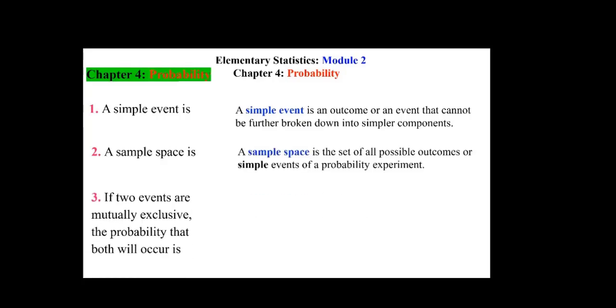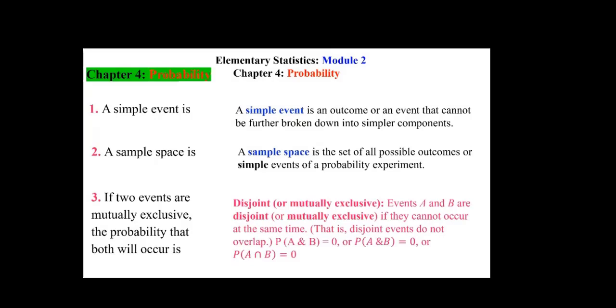If two events are mutually exclusive, the probability that both will occur is 0. Events A and B are disjoint or mutually exclusive if they cannot occur at the same time. That is, disjoint events do not overlap. Probability of A intersection B is 0. And you can write it in this fashion or in this fashion, or with the intersection symbol using set theory.